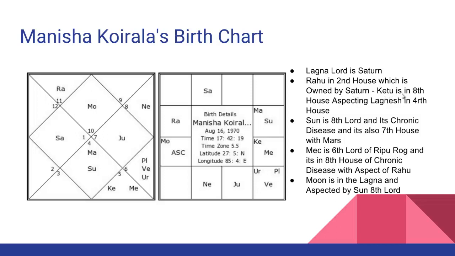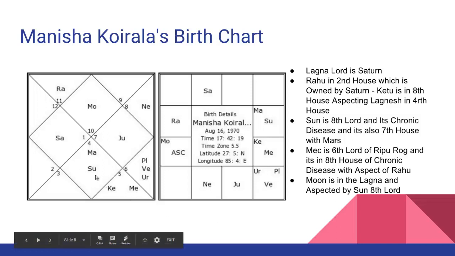And Ketu is in the 8th house, aspecting Lagnesh in the 4th house. The 8th house again gives you chronic diseases, and it has an aspect on Saturn: 1, 2, 3, 4, 5, 6, 7, 8, 9. So it is the 9th aspect of Ketu on Saturn, the Lagnesh.